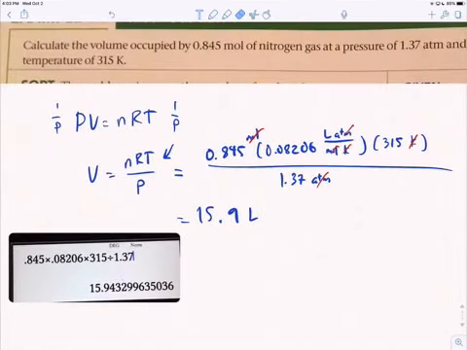So recap for this one. We want to know the volume. We're given moles, temperature, and pressure. So we use the ideal gas law, solve for volume. Volume is nRT over P. Plug in the values. You make sure the units work, and we get 15.9 liters. Questions with this one?